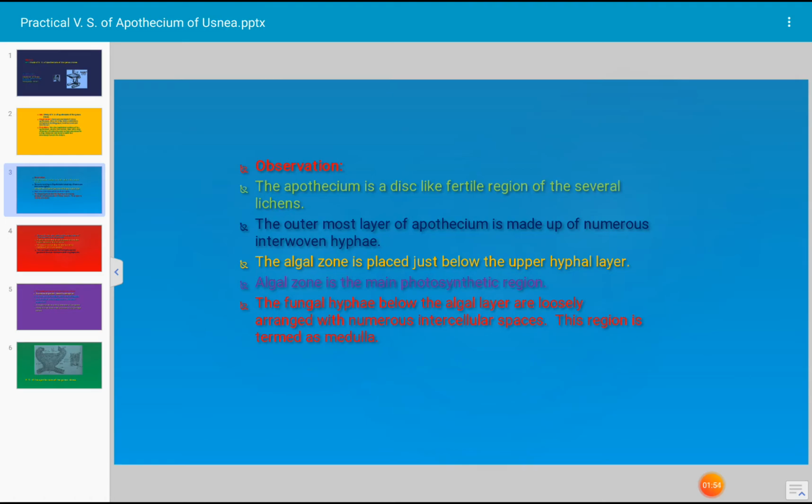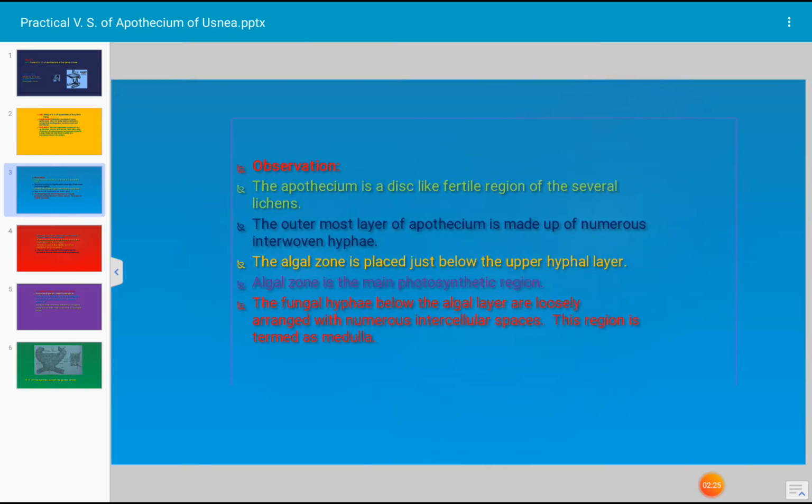The outermost layer of apothecium is made up of numerous interwoven hyphae. Hyphae are a fungal component. The algal zone is placed just below the upper hyphal layer. The algal zone is the main photosynthetic region of the apothecium. This we have to observe in the slide. The fungal hyphae below the algal layer are loosely arranged with numerous intercellular spaces. This region is termed the medulla.